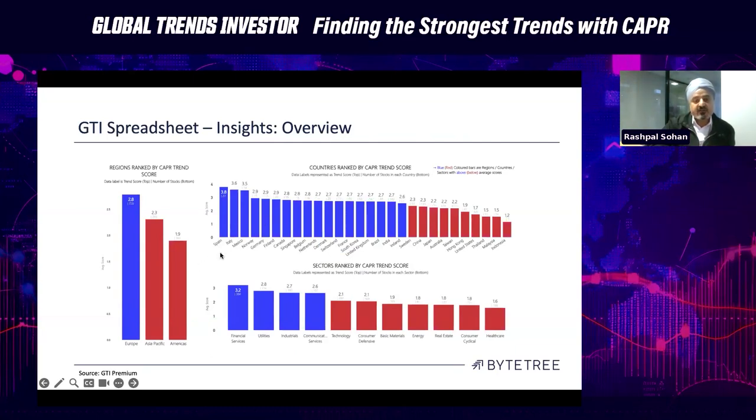You'll notice that countries like Spain, Italy, and Mexico stand out as the strongest in terms of the average trend score of the stocks in those countries. And we look at countries like Indonesia, Malaysia, and Thailand in Asia, which are actually very weak at the moment. Beneath that are the sectors which we already alluded to earlier. You can see financial services, utilities, and industrials are the strongest sectors, which we've written about in the last couple of pieces. And at the bottom, you can see real estate, consumer cyclicals, and healthcare. Those are the weak sectors at the moment.